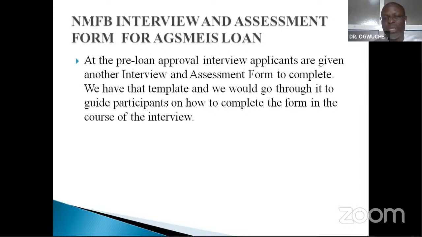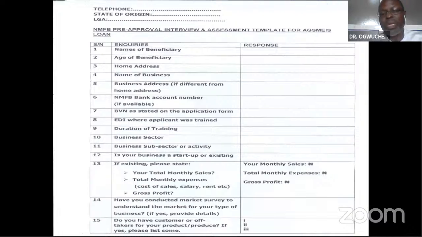Okay, so we'll go through it now so as to be able to guide you on what to expect of this form. There are two forms: the one that we just finished looking at, the loan application form, and this form. It's not a replica, but it's a reproduction of the form. On the top there you find the telephone number, your state of origin, and then your LGA. NMFB pre-approval interview and assessment template for AGMI's loan. So this is pre-approval before the approval for the loan is given. This is the template you are supposed to complete. It's on the basis of this that you'll be assessed and then approval will be given for the loan.